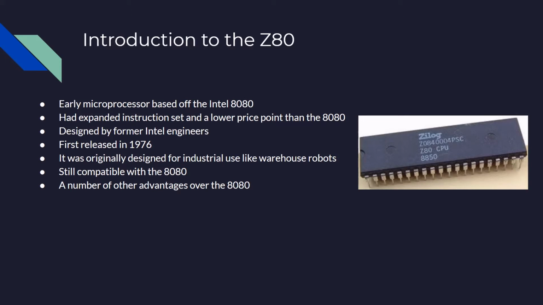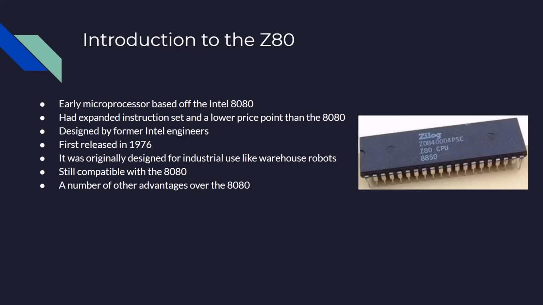The Z80 was first released in 1976 and had originally been designed for industrial use, like warehouse robots and other business-to-business platforms. One of its main advantages is it was still compatible with the 880 with a number of key advantages. There were a number of different versions, for instance, with different clock speeds. There was built-in DRAM, which allowed it to process more data at once. It was slightly slower than the SRAM, but it was cheaper. So once again, it was cheaper than the Intel 880.